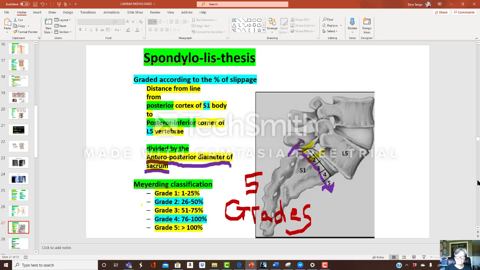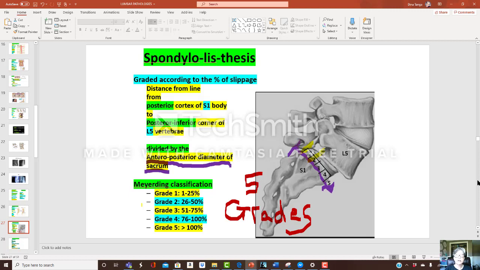Spondylolisthesis, graded according to the percentage of slippage. This is what I was trying to find for that picture that we had way up there. So, graded according to the percentage of slippage.